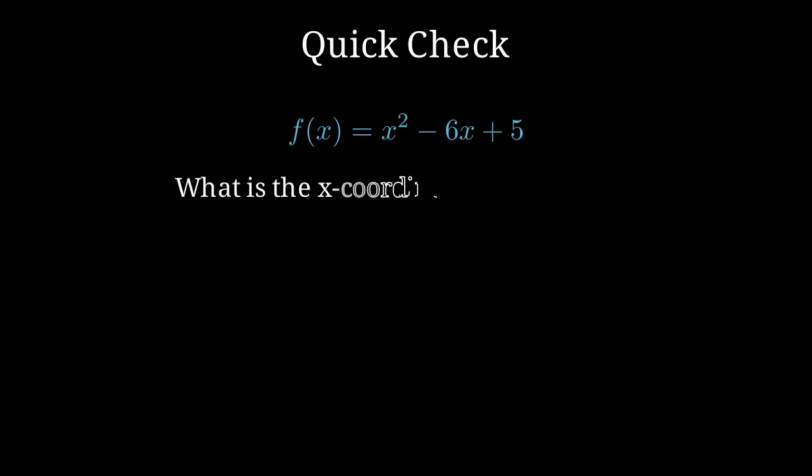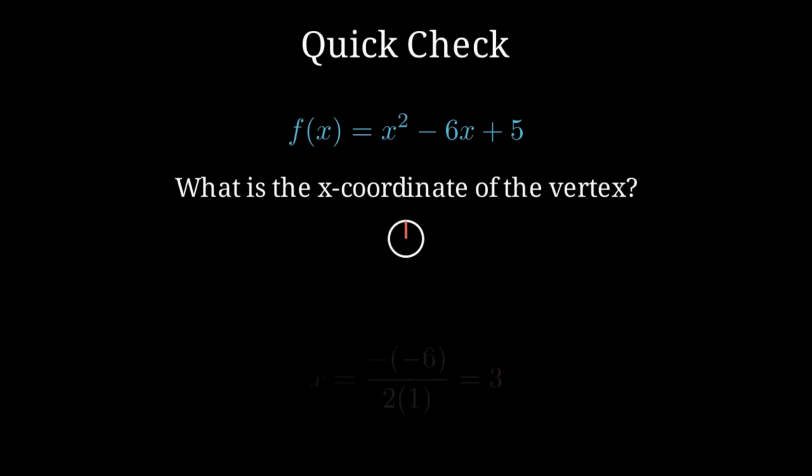Try this one. For the function x squared minus 6x plus 5, what is the x-coordinate of the vertex? If you calculated negative 6 divided by 2, you found the answer is 3.